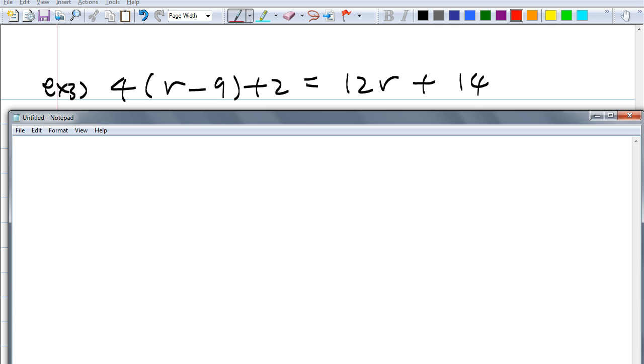Okay, let's take a look at example 3. I have 4 times r minus 9 in parentheses plus 2 equals 12r plus 14. Okay. This time, it's a little bit different from the ones that we had because we have numbers on both sides. But look at the term with the variable. Can I get rid of this r right now as it is? Because this one has a smaller coefficient, right? That's just r. Can I get rid of that right now?